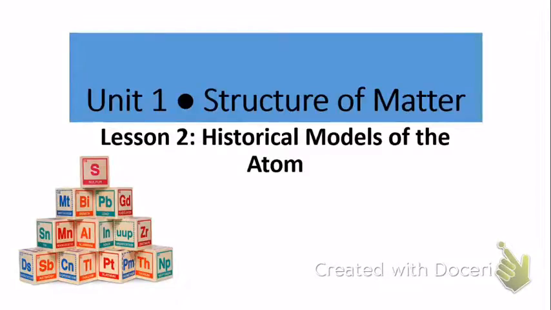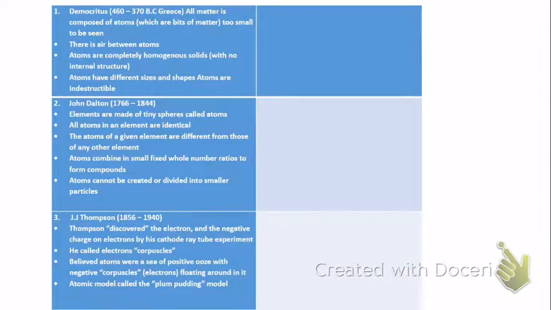Lesson 2, historical models of the atom. In this lesson, we are going to focus on the historical models that have been developed for the atom over the years in order to try to explain what the atom looks like and how it works. Our story begins about 2,000 years ago with the Greeks.